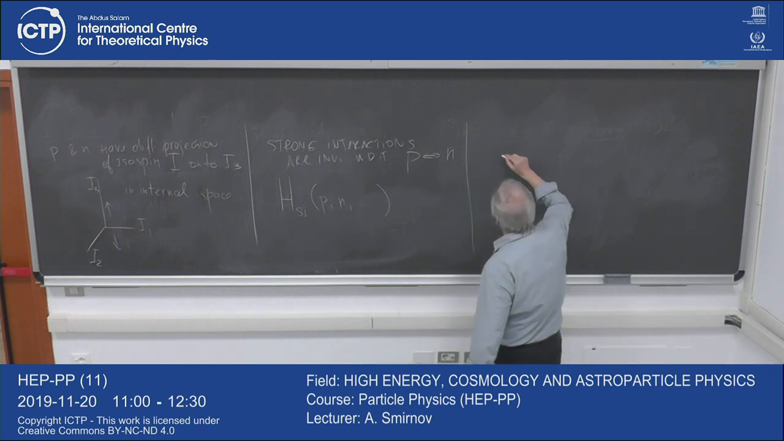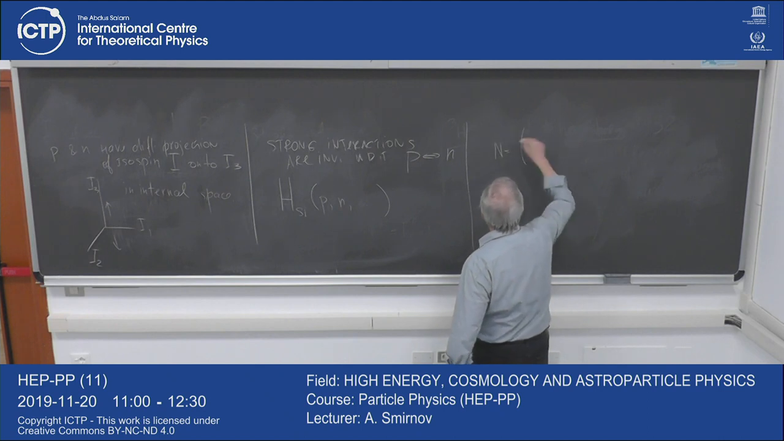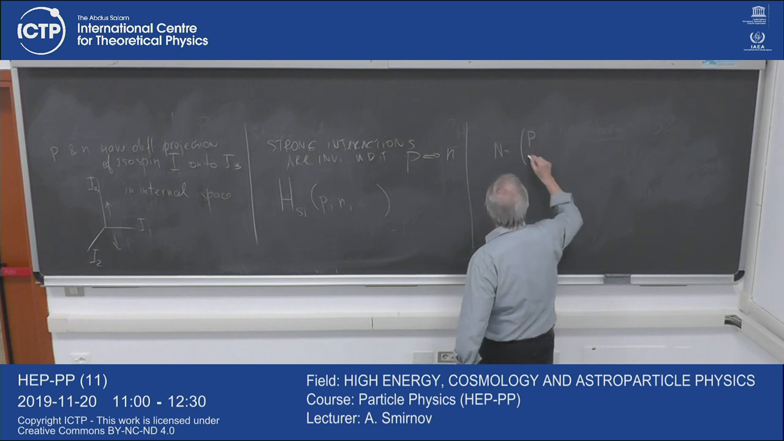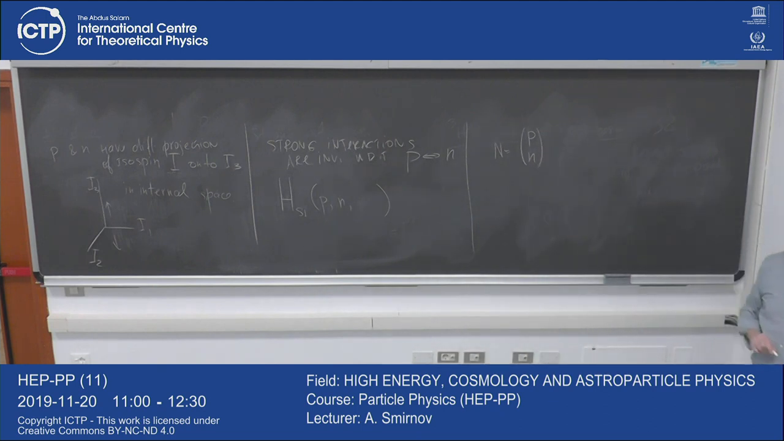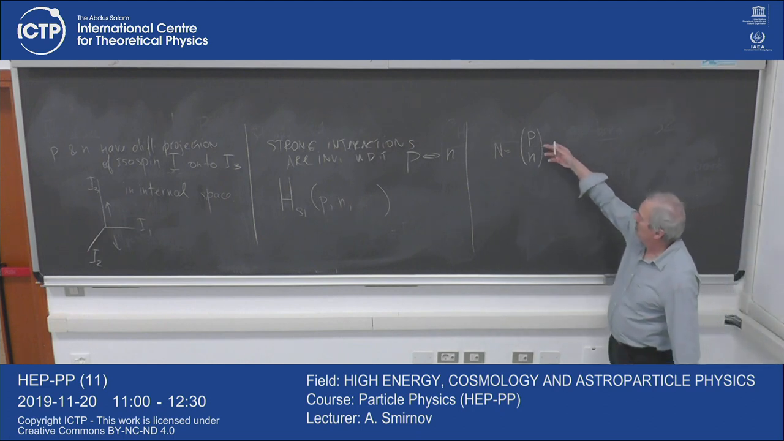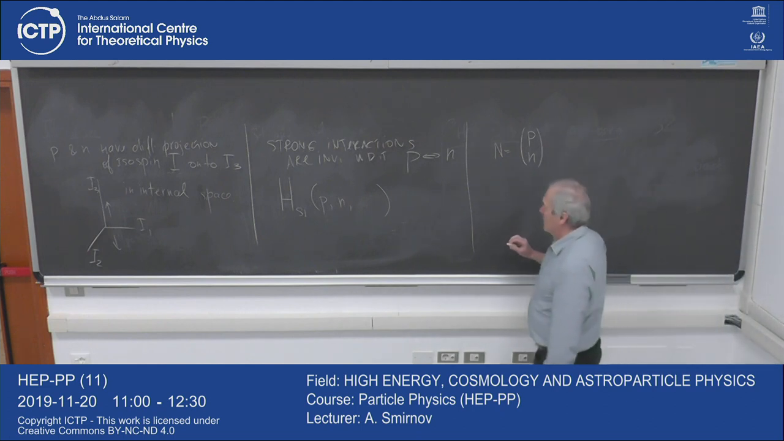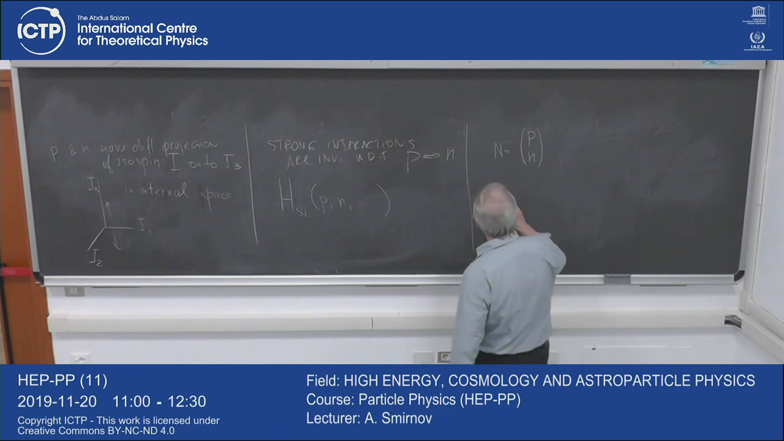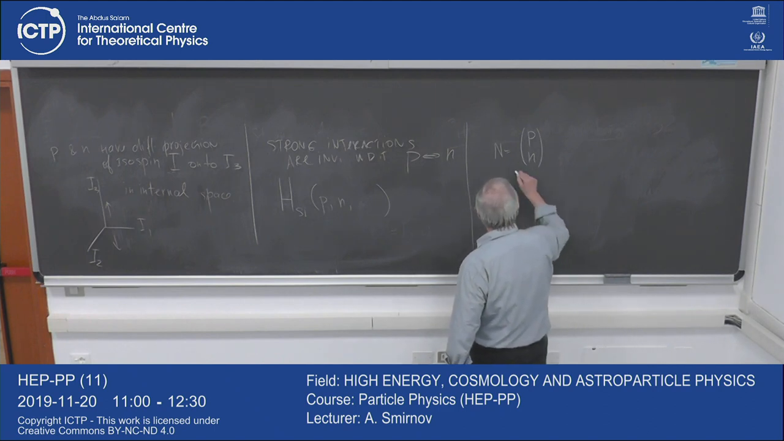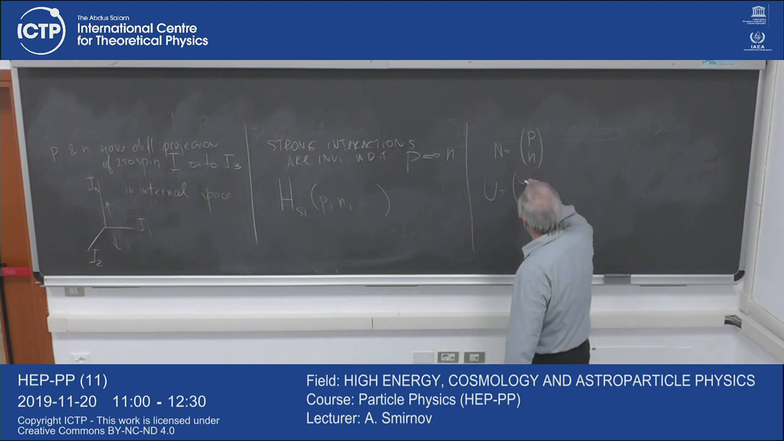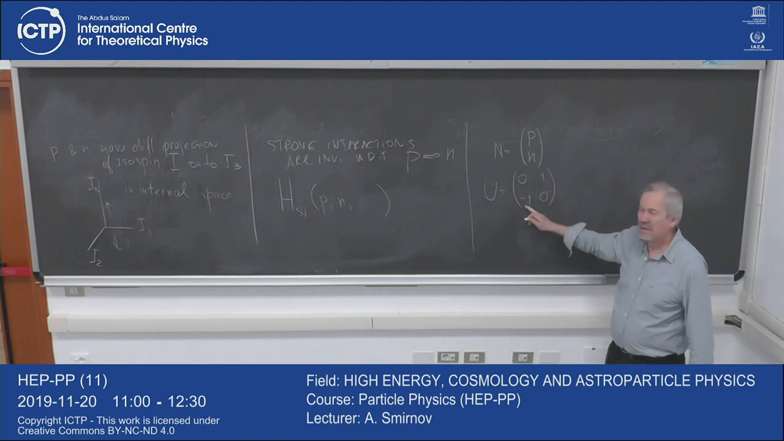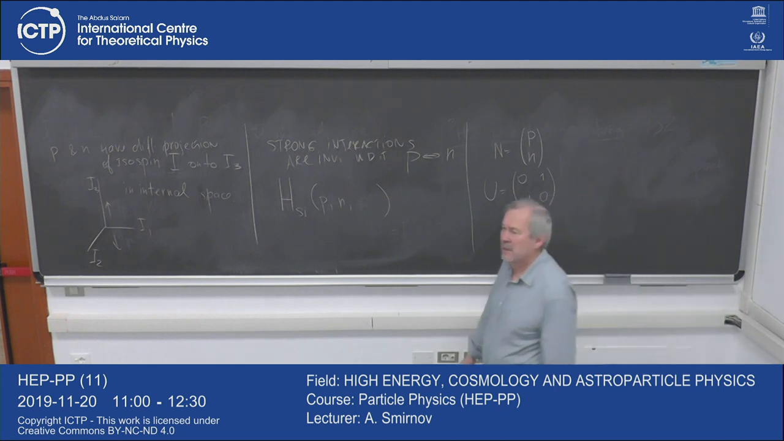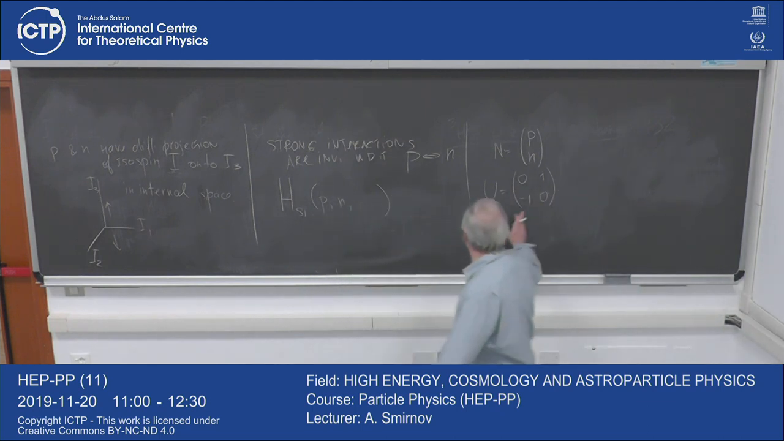So we have proton and neutron, which we call different states of a new particle, nucleon. And let us introduce a transformation which interchanges proton and neutron. Let me introduce this transformation in the following way. U in this space, proton and neutron, is 0, 1, minus 1, 0. So I'm not only permuting them, but also there is a sign, minus here.